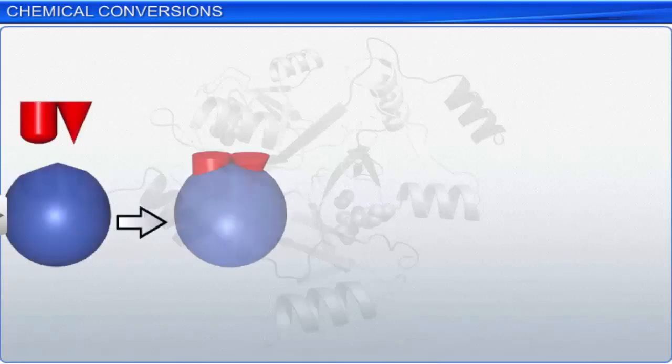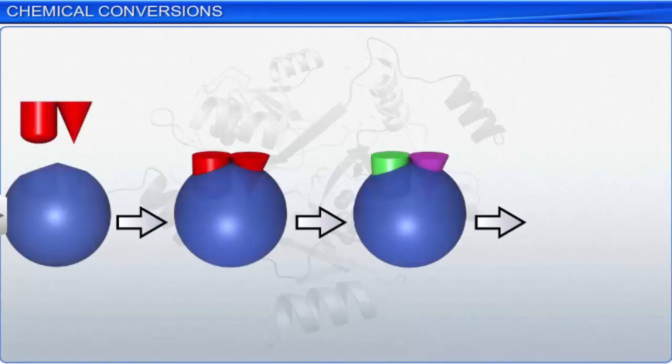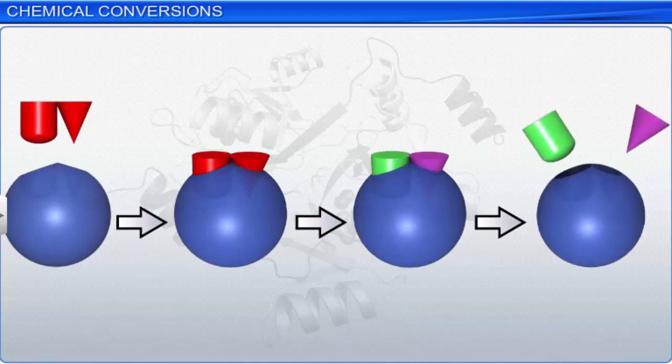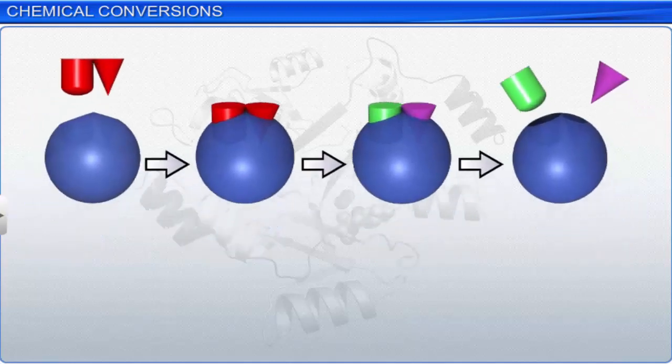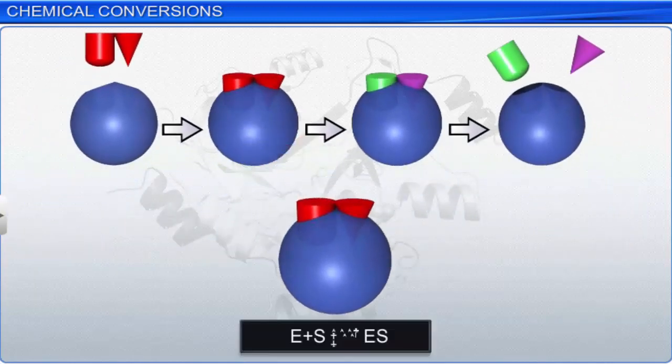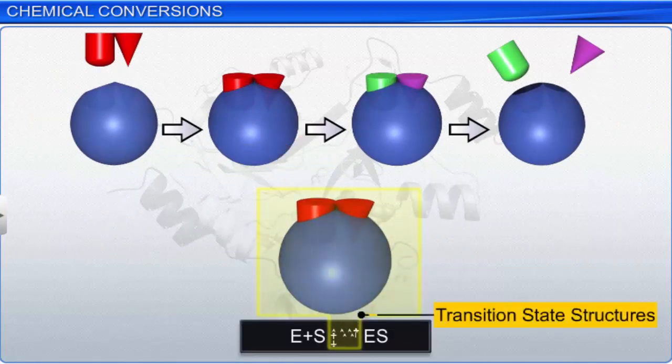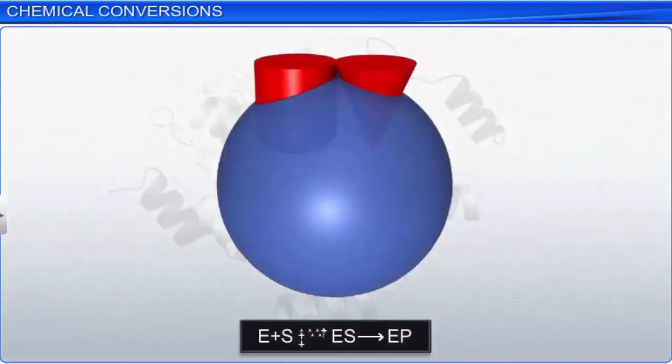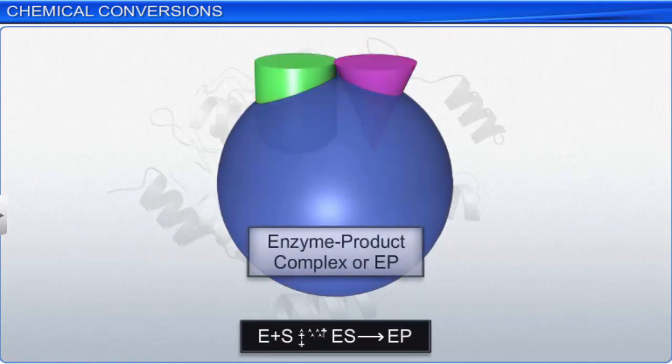This complex is short-lived due to its instability, but it is extremely important for catalysis. These temporarily formed complexes are also known as transition state structures. In the third step, the active site of the enzyme breaks or forms chemical bonds, and a new enzyme product complex or EP complex is formed. This EP complex is also unstable.